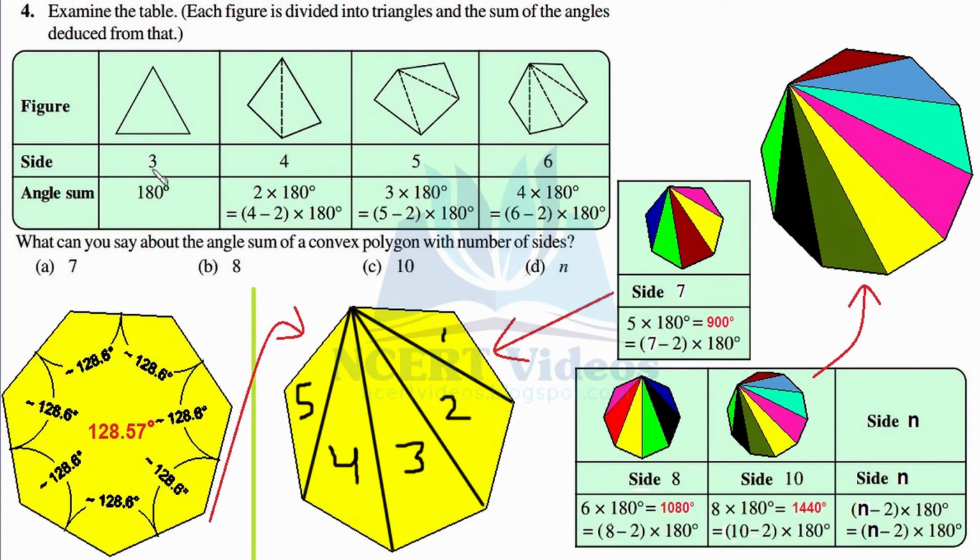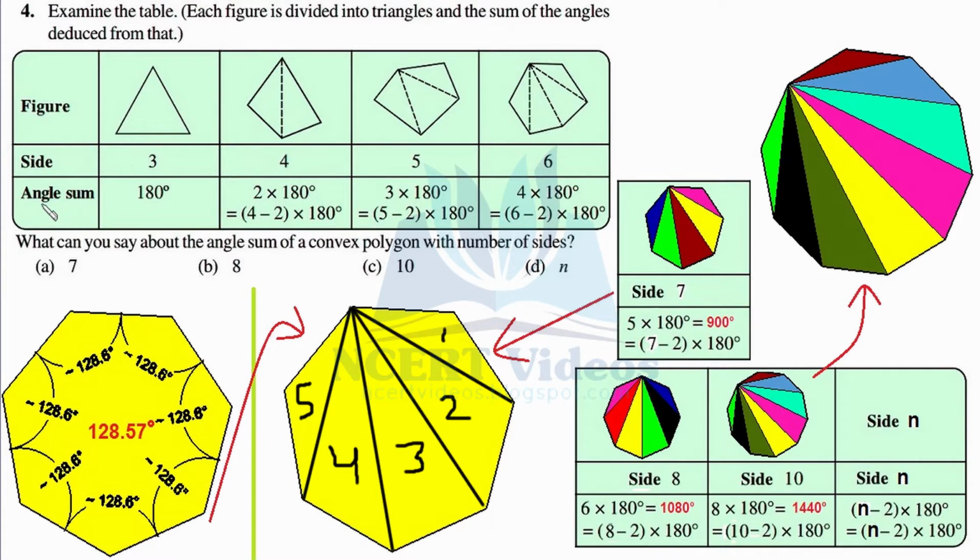And we are given the sides representing each figure. Here we have 3 sides, 1, 2, 3, so they wrote 3. Similarly, here we have 4 sides, 1, 2, 3, 4. Therefore, it is a quadrilateral. Here we have 5 sides, 1, 2, 3, 4, 5. Likewise, here we have 6 sides, 1, 2, 3, 4, 5, 6. 5 sides means pentagon, 6 sides means hexagon. These are specific names for the polygons.